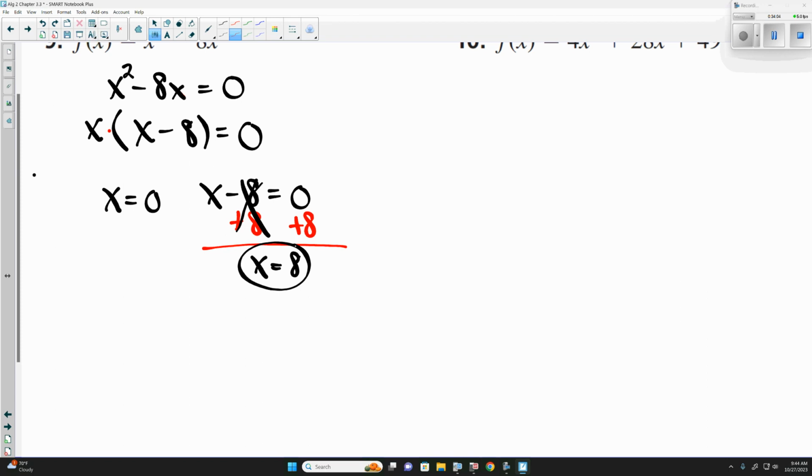Any questions on how we got the first answer? Okay. Now we need to solve the one on the left, yes? Okay. So we have x equals 0. What is the first thing we need to do to get x by itself? It's already by itself.